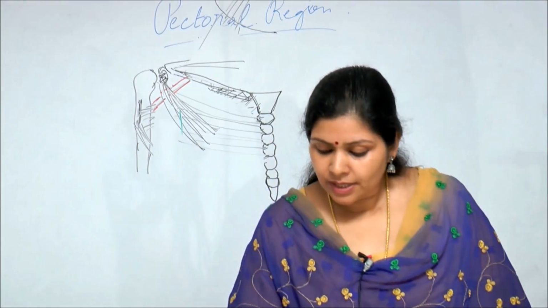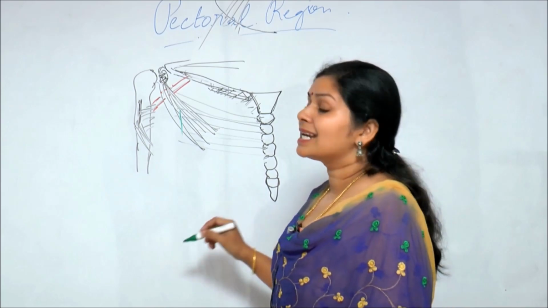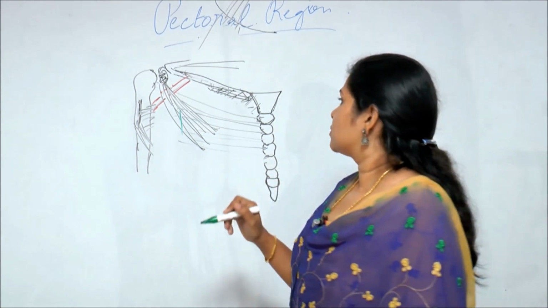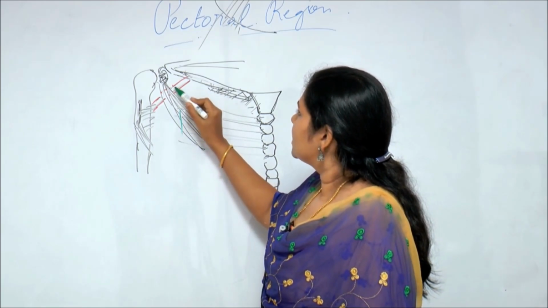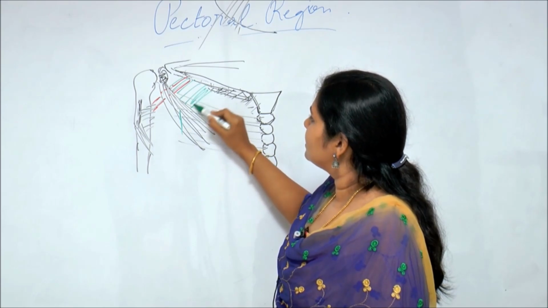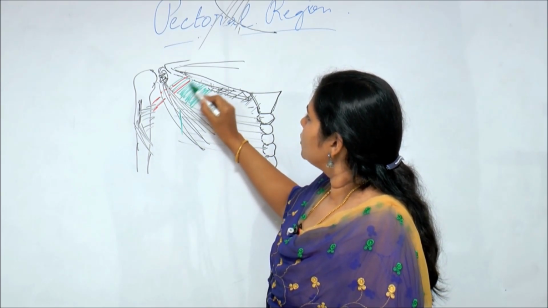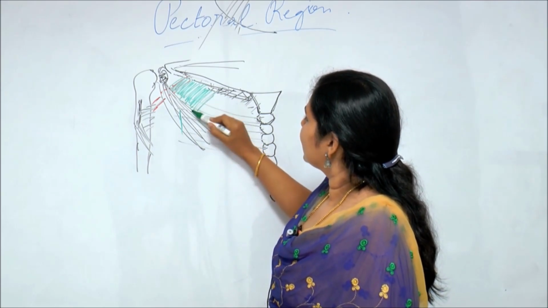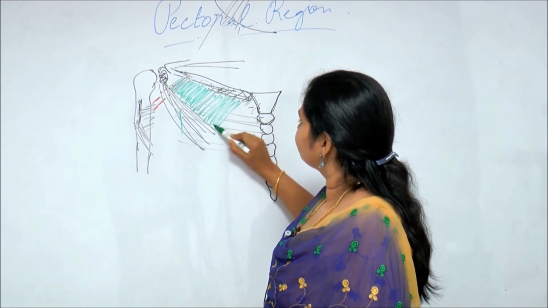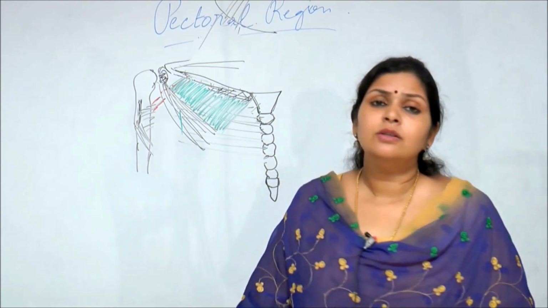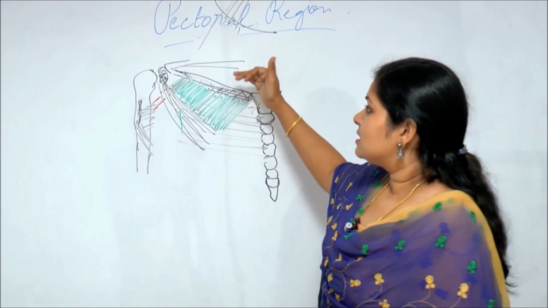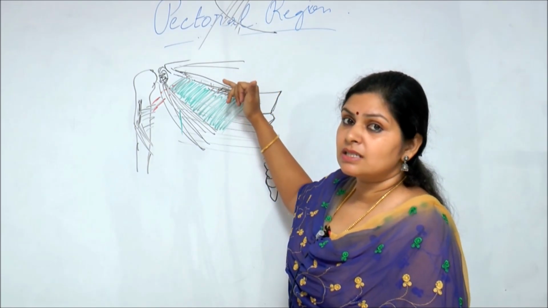Now after that we have a fascia that is known as the clavipectoral fascia. So where do you see the clavipectoral fascia? The clavipectoral fascia is seen extending from the upper border of the pectoralis minor muscle onto the undersurface of the clavicle. So somewhere here you see the clavipectoral fascia. If you talk about the vertical extent of the clavipectoral fascia, you can see that this fascia arises from the undersurface of the clavicle.